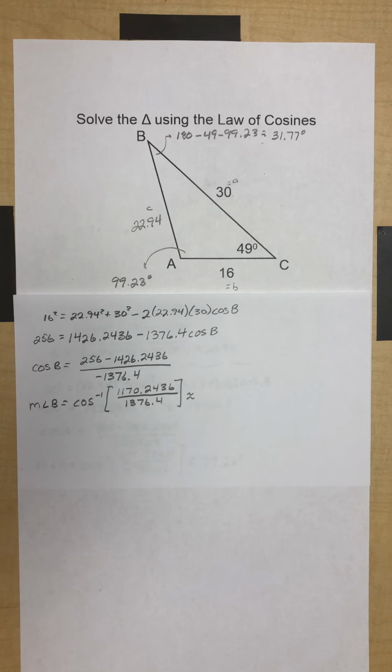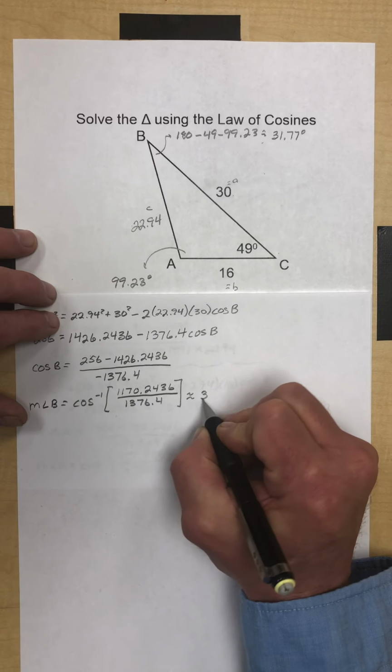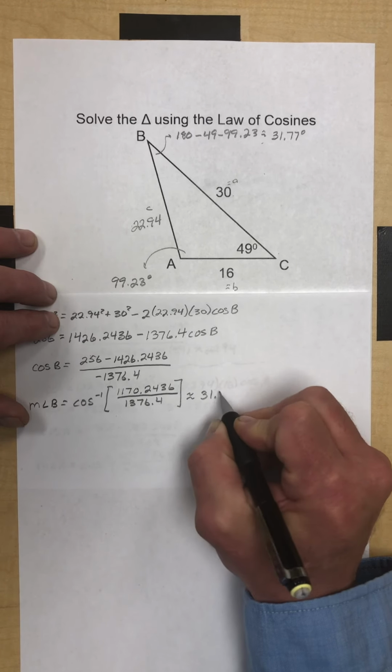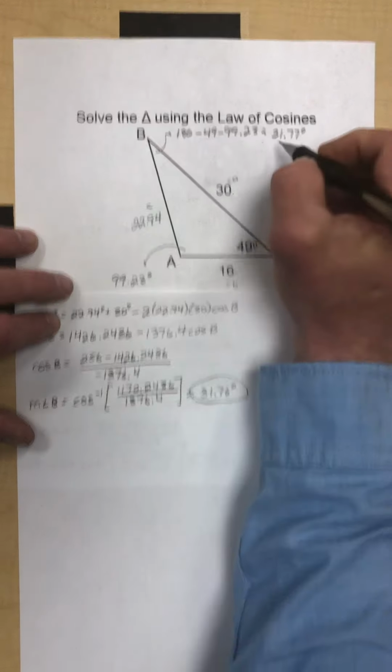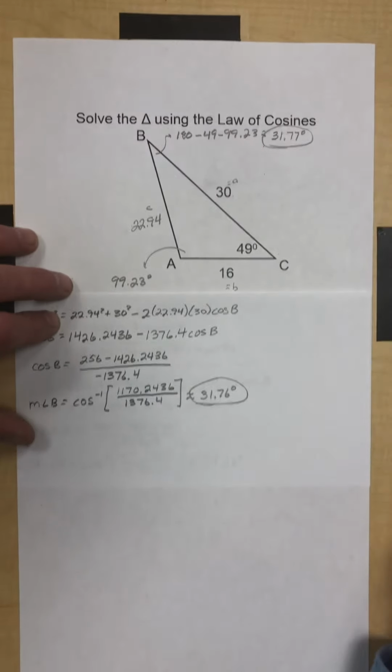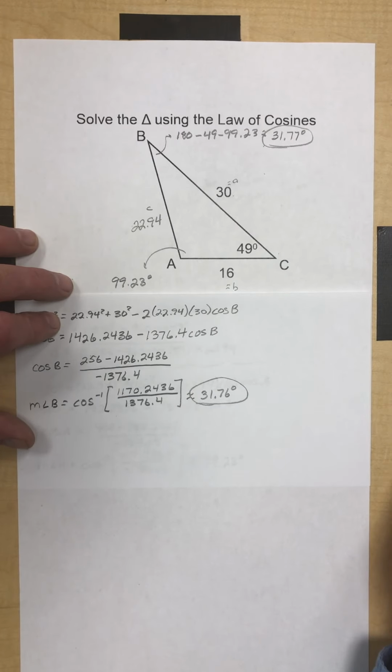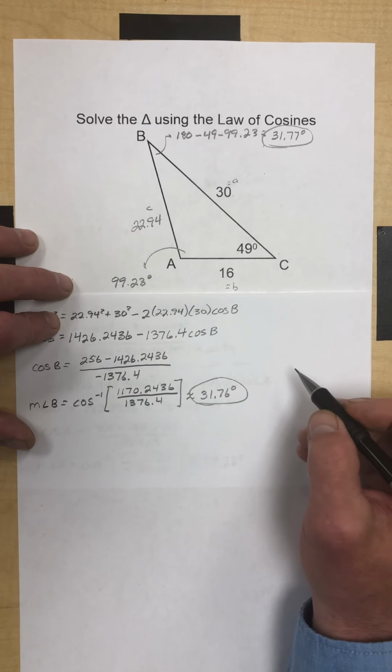So second cosine inverse, 1170.2436 divided by 1376.4. And we are getting 31.76 pesos when it's rounded off to the nearest hundredth. So notice right here and right here, they're not exactly the same, but they're really, really close. So we're within 1/100th.